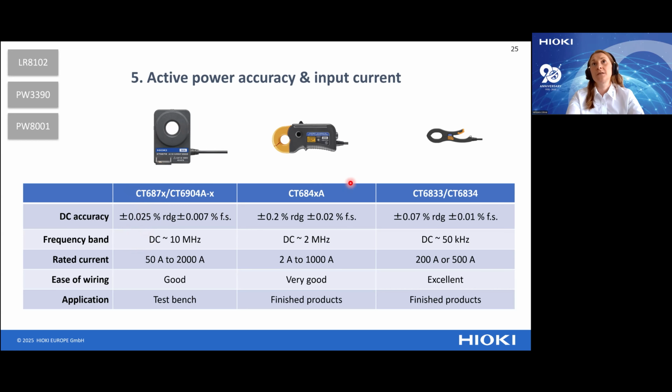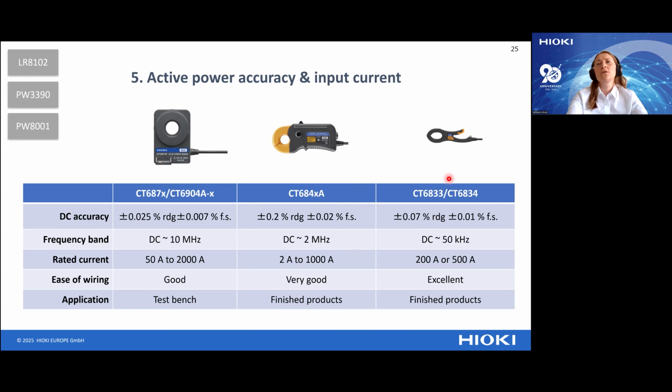Then we have the clamp sensors. Here you can see two examples for clamp sensors. One, I think, is well known in the market, the CT series, which offers a fairly good accuracy and a very wide bandwidth, up to 1000 ampere. And it is typically used for finished products because you can simply clamp it to the DUT that you would like to measure the current from.